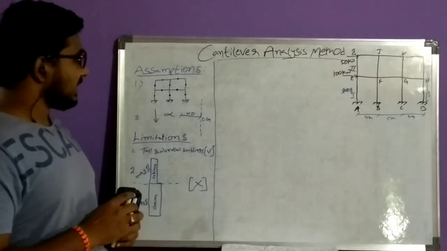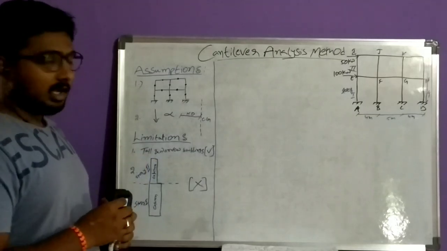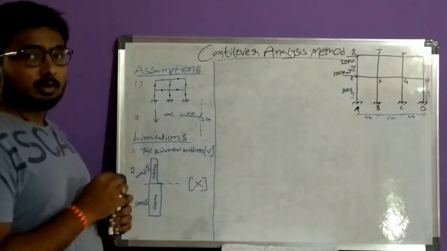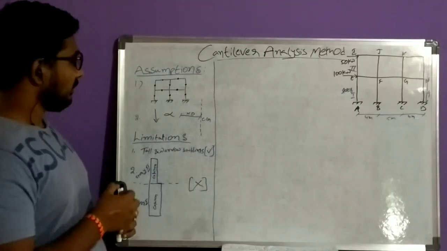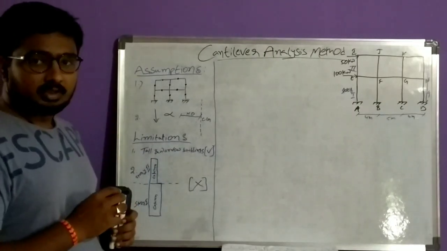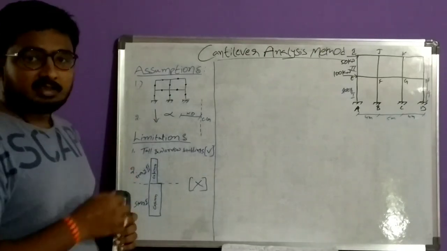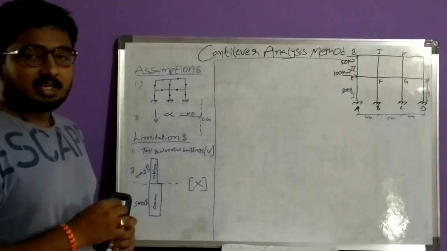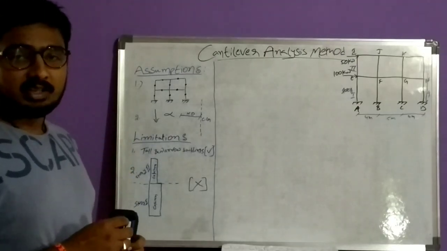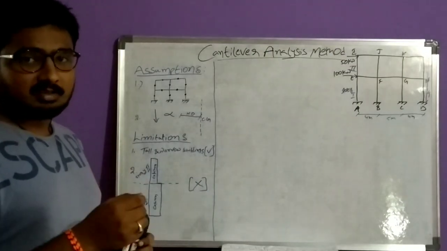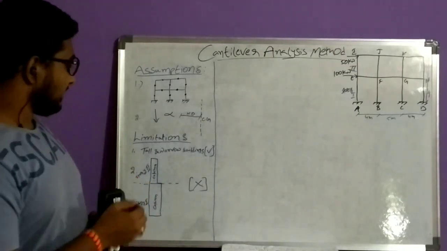Coming to the assumptions, the same as the portal frame method, the cantilever method also has the same assumption: the point of contraflexure of each and every structural element, like beam and column, is assumed at the midpoint of the element. And the second assumption: axial stress in the columns is directly proportional to the horizontal distance between the centroidal axis and the particular structural element. That is the second assumption.